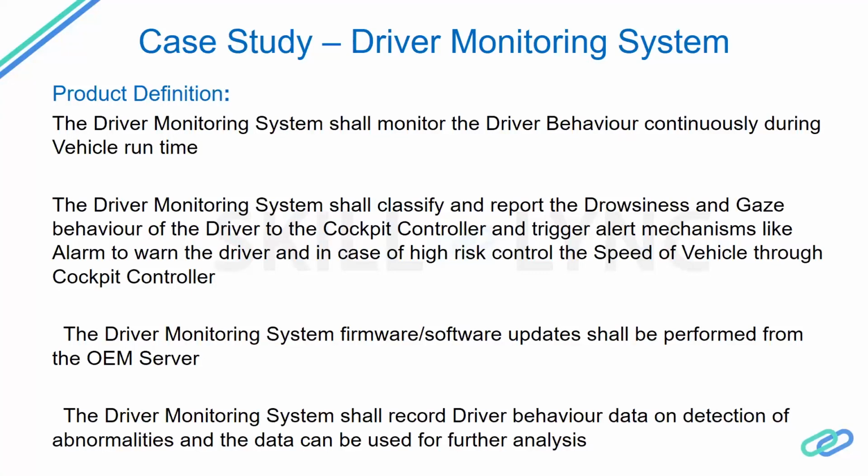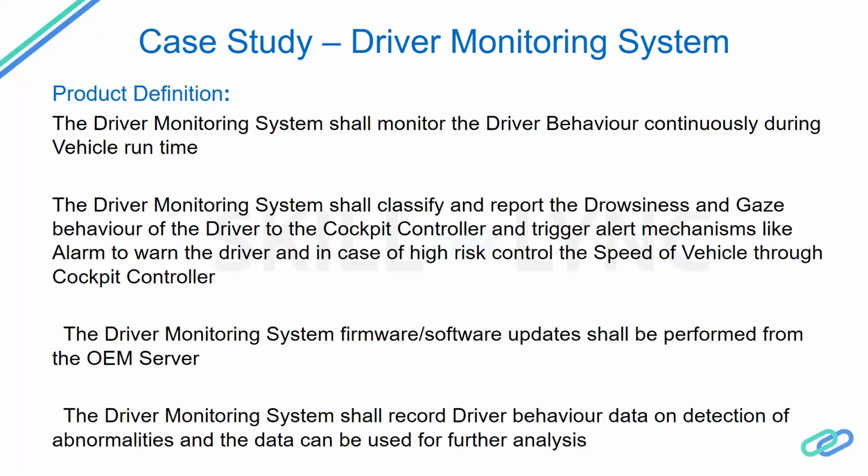So the driver monitoring system usually monitors these two parameters, and then it communicates the analysis to the cockpit controller in the form of CAN messages, and then the cockpit controller triggers alert mechanisms like alarms and beep sounds to warn the driver, and in case of high risk, it controls the speed of the vehicle through the cockpit controller.